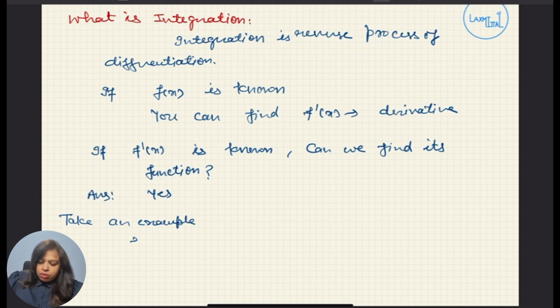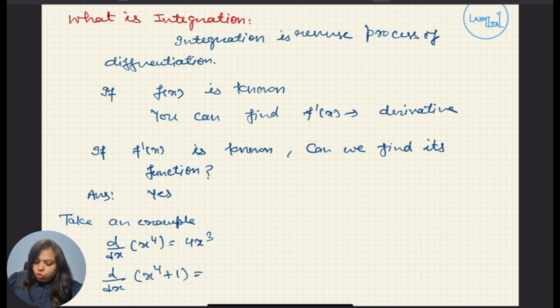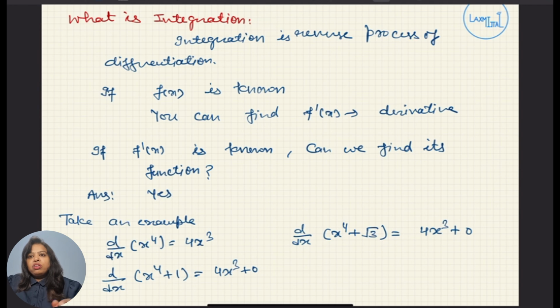If we need to find the differentiation of x to the power 4, what will it be? Yes, it will be 4x cubed. If we need to find the differentiation of x to the power 4 plus 1, it will be 4x cubed plus 0. If we need to find the differentiation of x to the power 4 plus root 3, then it will again be 4x cubed plus 0.